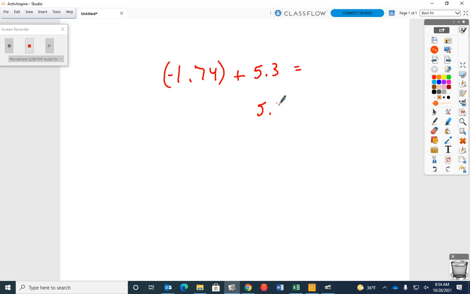So 5.3 minus 1.74. This one's a little different. I have this empty space here. What do I have to put in that empty space? A 0. Now, can I take 4 from 0? So I can borrow from my 3, and it becomes 2. What does this become? 10. What's 10 minus 4? 6. Can I borrow from my 5? Yep. Becomes a 4. What's 12 minus 7? 5. Decimal, what's 4 minus 1? 3. So this would be 3.56. How many of you got that right?